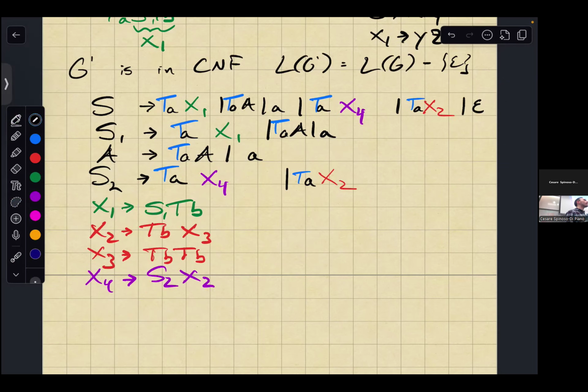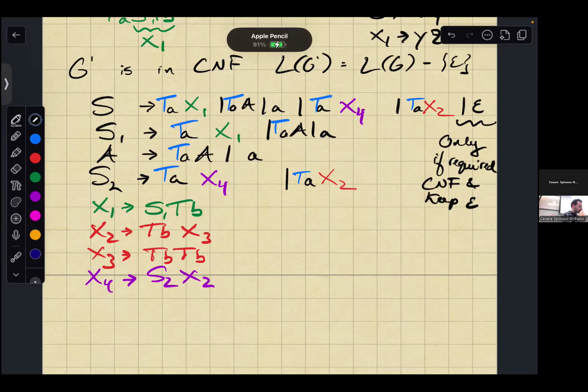Yes, but then it's not in CNF, right? So it depends. So this is only if required, right? It might be that the question says, convert it to CNF and keep the fact that you have the empty string, right? So it's possible, but yeah. Okay. So I will let people finish copying because this was a lot of writing.